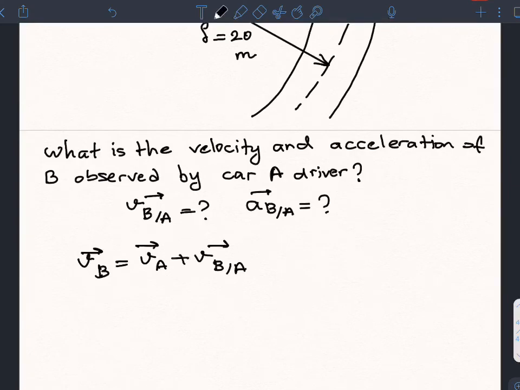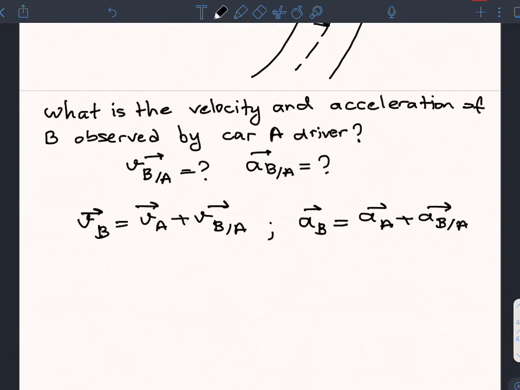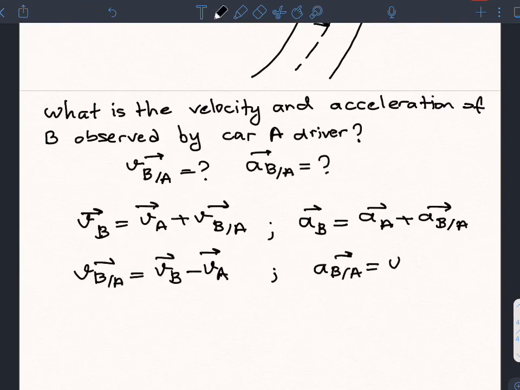You can switch the letters here. I mean, you can write VA equals VB plus VA with respect to B, but this is also possible. And also for acceleration, acceleration of B equals acceleration of A plus acceleration of B with respect to A. Based on this, in order to answer the question, VB with respect to A equals VB minus VA. And similarly, acceleration of B with respect to A is simply AB minus AA.